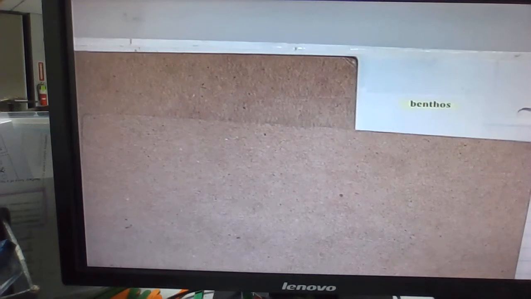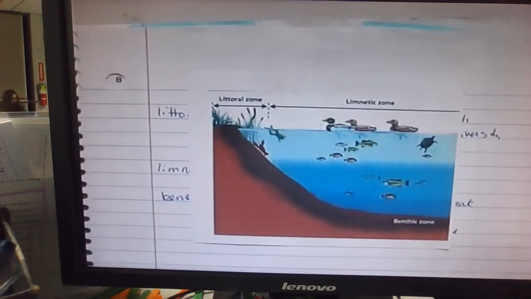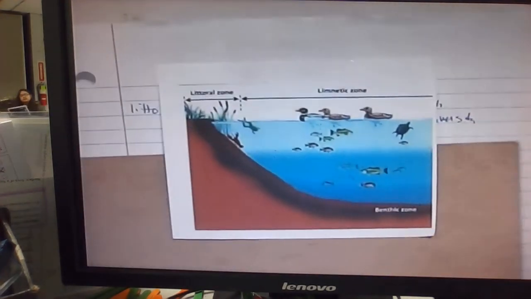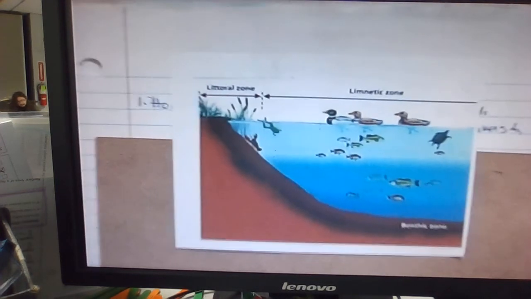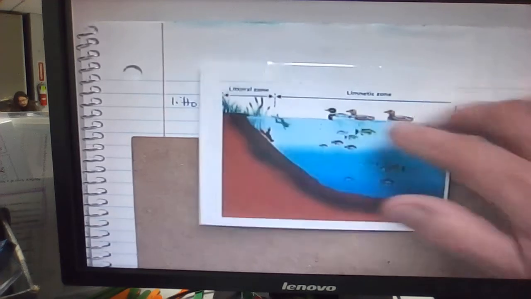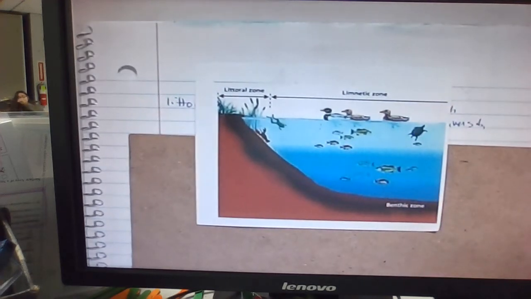Oh, wait, we didn't do that first. We did the picture first. Do the pictures first, because it'll make a little bit more sense. Been a long day. Okay, so this is on the right-hand side. This is underneath the picture with little ducks on it.